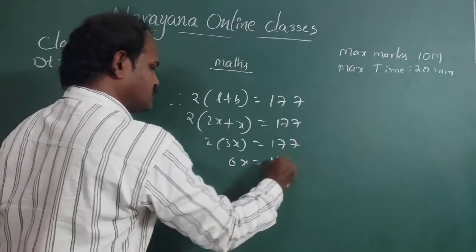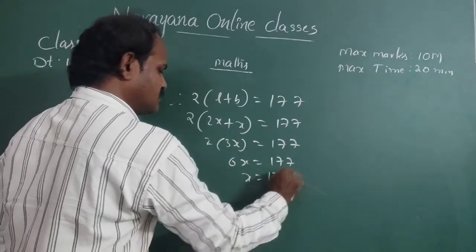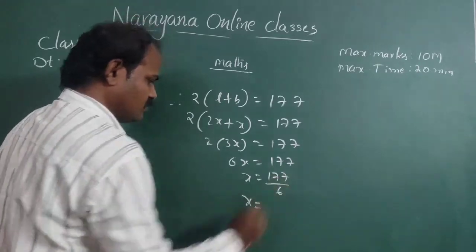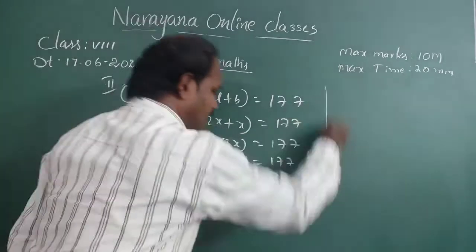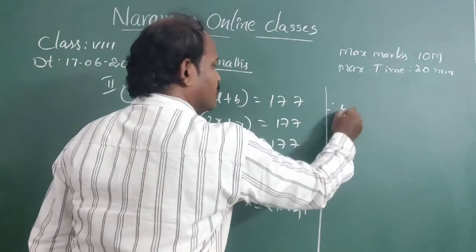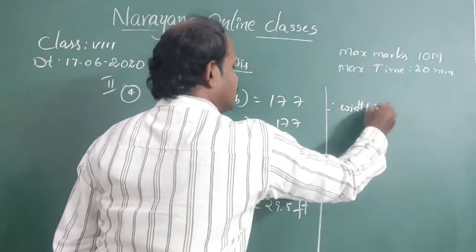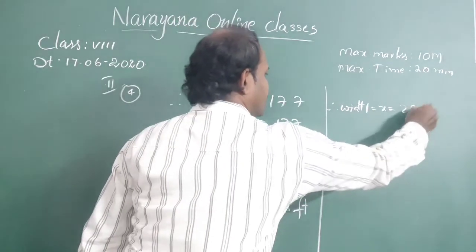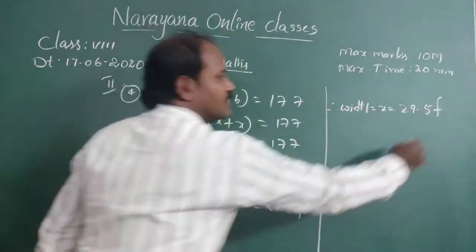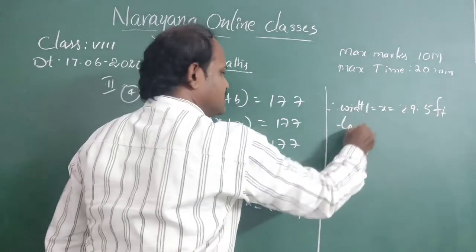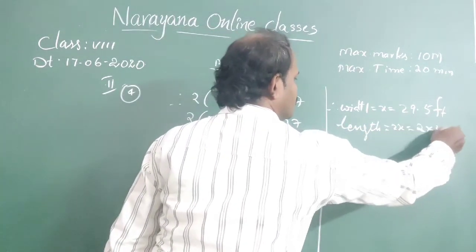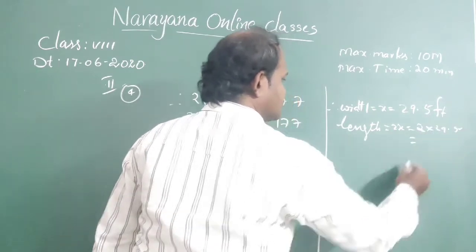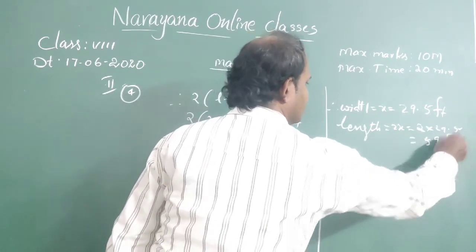6x is equal to 177. x is equal to 177 by 6, that is equal to 29.5 feet. Therefore, width is equal to x is equal to 29.5 feet. Length is equal to 2x is equal to 2 into 29.5, that is equal to 59 feet.